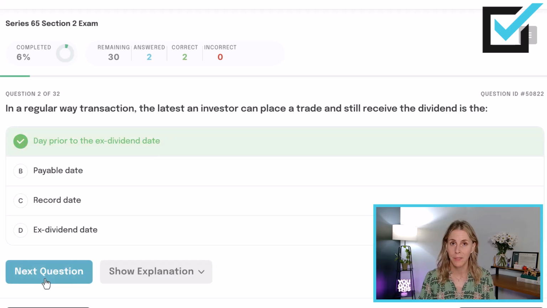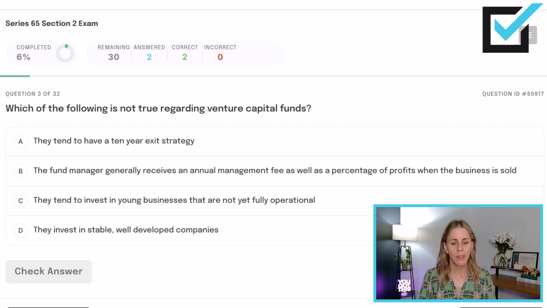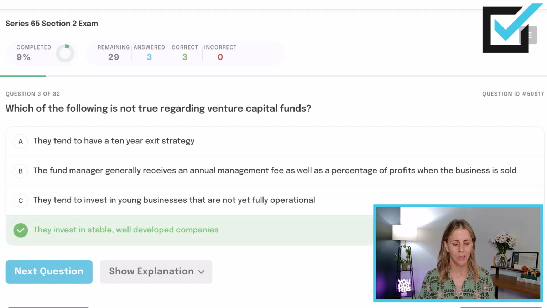Which of the following is not true regarding venture capital funds? They tend to have a 10-year exit strategy. The fund manager generally receives an annual management fee as well as a percentage of profits when the business is sold. They tend to invest in young businesses that are not yet fully operational. They invest in stable, well-developed companies. So which one is false about a venture capital fund? The people in a venture capital fund are up for an adventure. They invest in stable, well-developed companies. That is the right answer because it is incorrect.